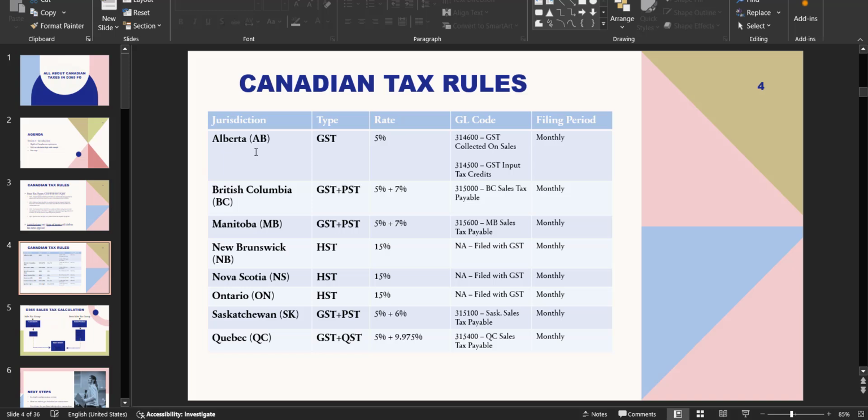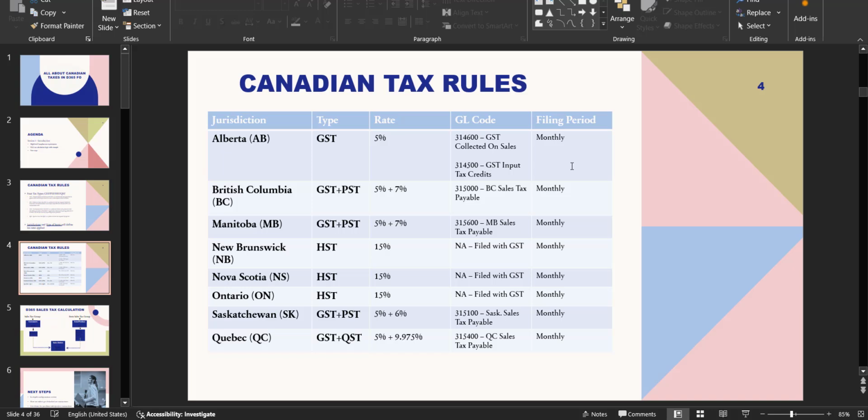Right, so jurisdiction Alberta, I mentioned, that's AB in abbreviation. And they are only charging GST, so we have only a 5% rate. You can see the GL code here. We have two different codes, one for sales, GST collected on sales, and the other one is for purchase, so that's GST input tax credits. Depending on the company or chart of accounts, you may have different accounts applied, but in my case, I'm using those two GLs. And then the filing period, we also need to know, so that's on a monthly basis for most of the cases.